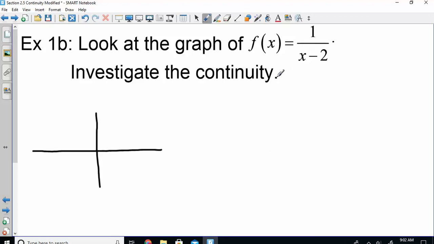All right, where is this function not defined? 2. What's going to happen at 2? Yeah, it's going to be an asymptote there because the denominator can't equal 0. Okay, you could use the calculator to help get the graph. We could plug in some points. Let's just graph this on our calculator real quick and get an idea of the graph.